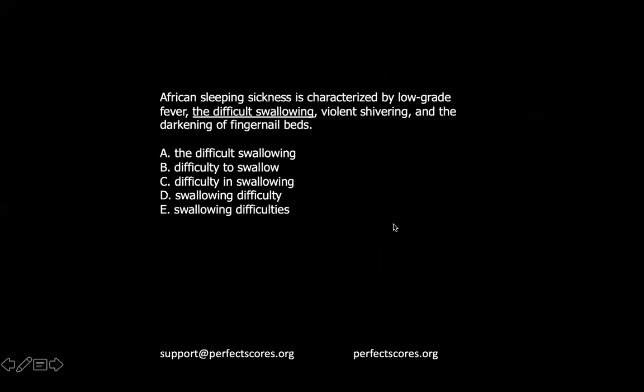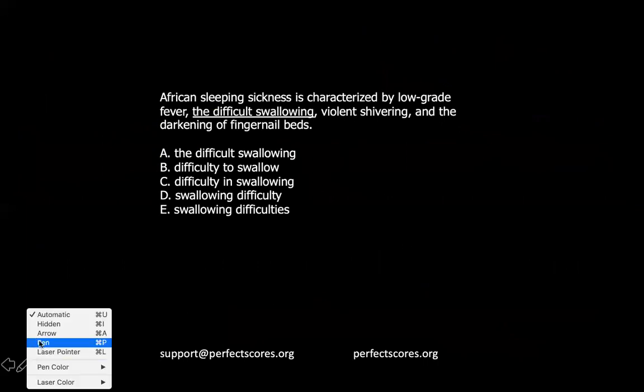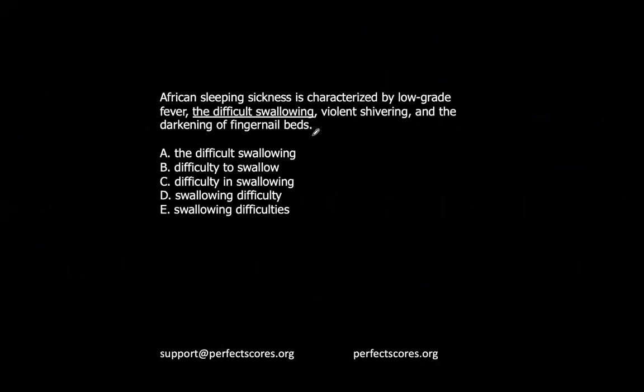Okay, let's do this one together, and it's a simple question. African sleeping sickness is characterized by low grade fever, the difficult swallowing, violent shivering, and darkening. As soon as you read it, we're talking about four different nouns here. We're talking about shivering, darkening. These are used as nouns, not as verbs. Fever, noun. So whatever you choose here should also be a noun.